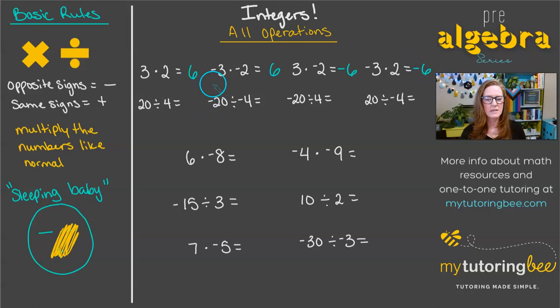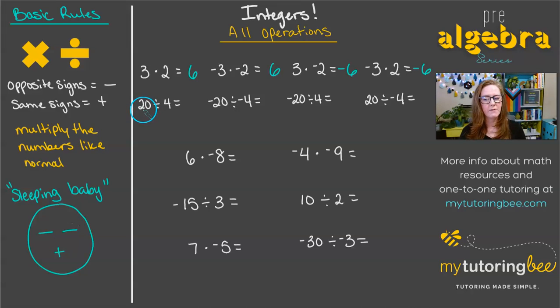Okay, so you can see that it's 6 in all of these answers. The only thing that's going to change when you're multiplying positive and negative numbers is just the sign. The 3 times 2, that part is always going to be the same, or whatever numbers you're multiplying or dividing. Let's get into some division problems.